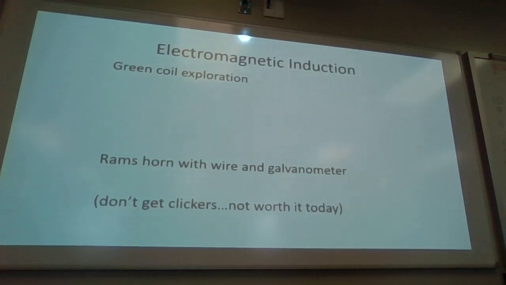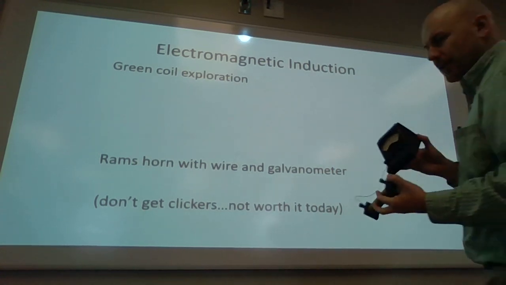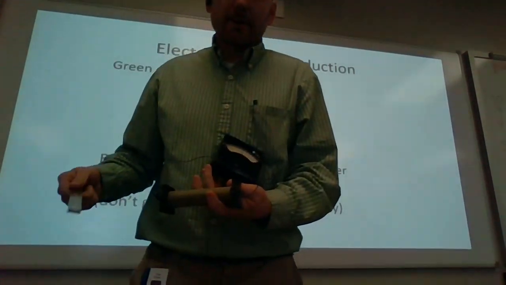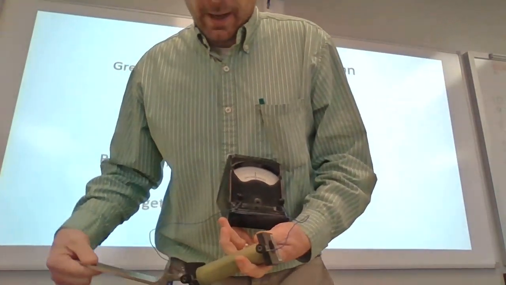Now, is there any power supply to this circuit? No, it's just a wire connected to a galvanometer. There's no power going in. This is not battery operated. It's just a meter that measures small amounts of current. Let's say we took our magnet and we happened to run it through.